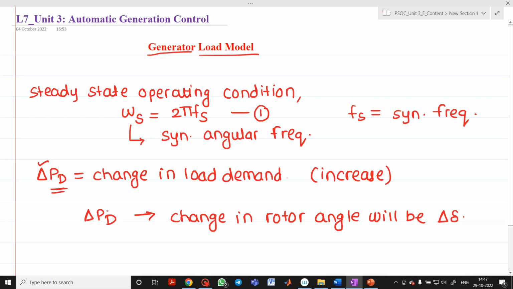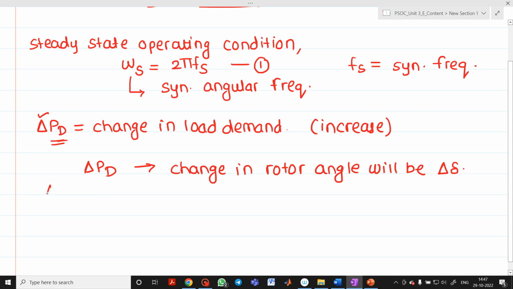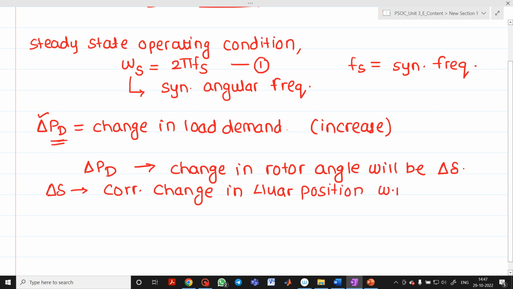So when we take delta PD, then we have to consider here delta. So what is this delta? I can write it here. This delta is nothing but the corresponding change in angular position. Corresponding change in the angular position with respect to change in the load demand, that is with respect to change in the power demanded.